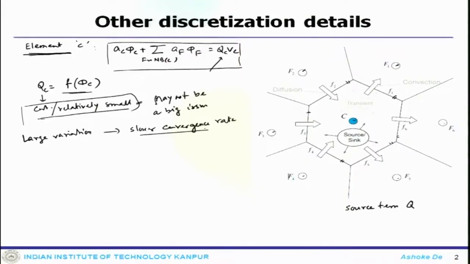So, to reduce the stiffness of the system, one can use a Taylor series kind of expression to linearize the system. For example, one can write Q(phi_C) as Q(phi_C*) plus dQ/dphi_C* times (phi_C minus phi_C*), which takes only the first term, not considering any higher order terms.